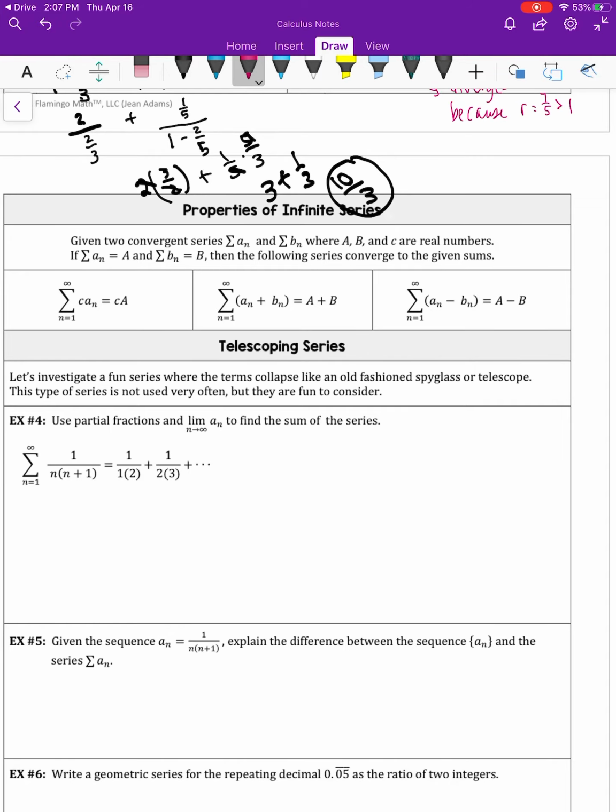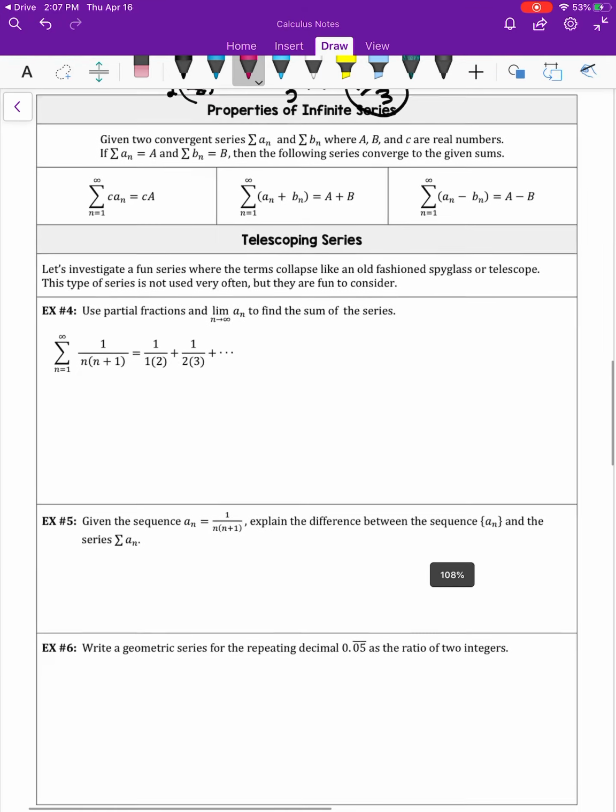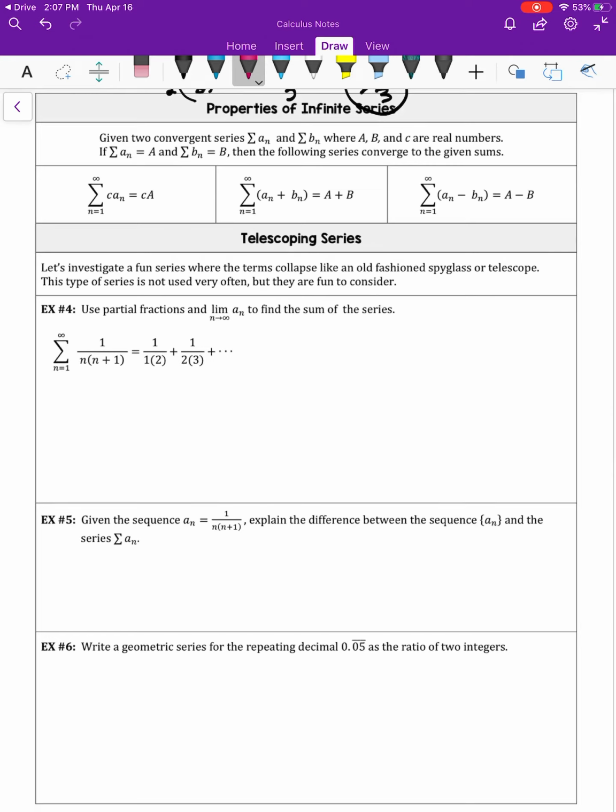On the second one, summation from n equals 1 to infinity of a sub n plus b sub n, if I knew what a sub n converged to and I knew what b sub n converged to, I could just add those two values. And again, on the third one, I could just subtract those two values if I knew what they were.